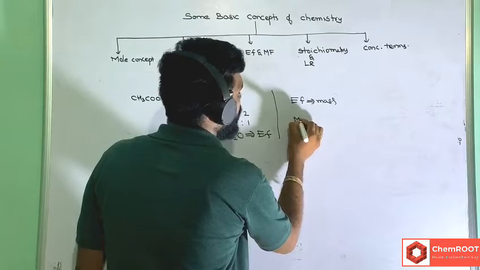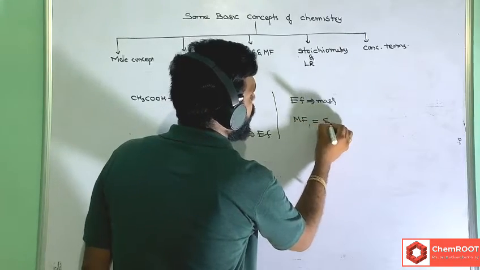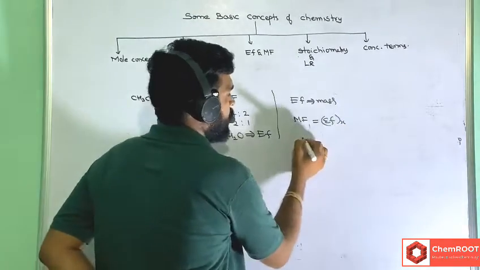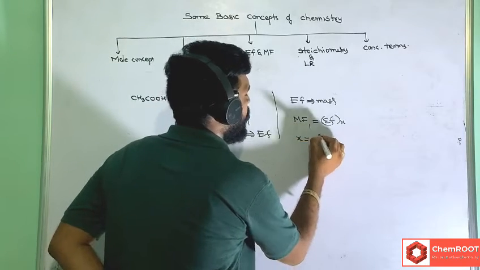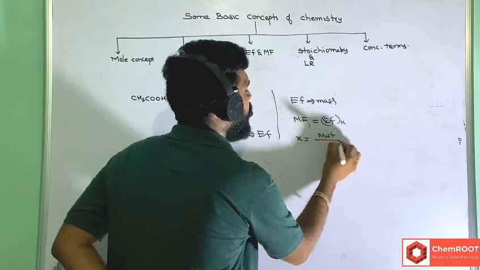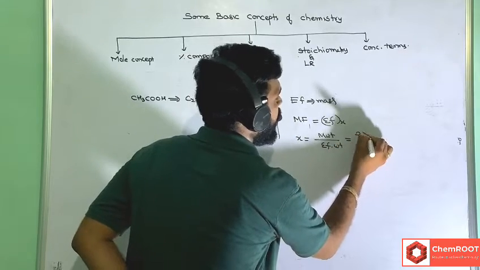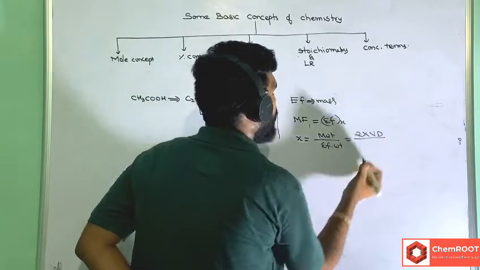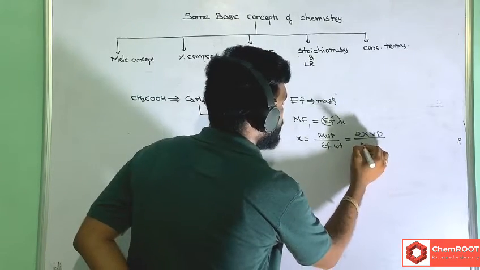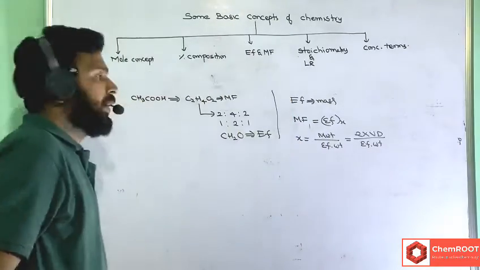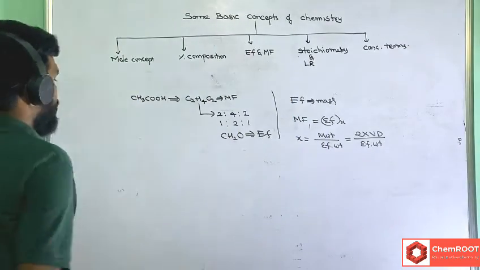Then molecular formula equals empirical formula into X. Okay. So how can we find the X value? Molecular weight by empirical formula weight, or if they give the vapor density of the substance, 2 into vapor density by empirical formula weight. By using this we can find X. So how can we find the empirical formula?